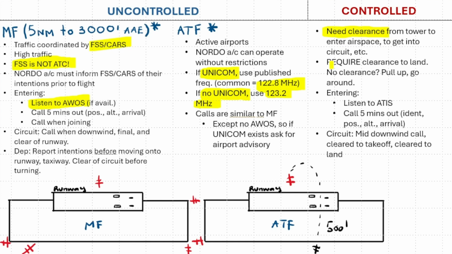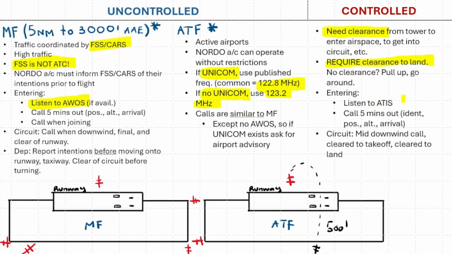I really want to stress that you require clearance to land, okay? Doesn't matter if you are 200 feet above the runway and you are close, short final. If you don't have that clearance, you pull up, you go around, and you mention that you're going around to ATC. Entering calls are going to be basically the same, okay?